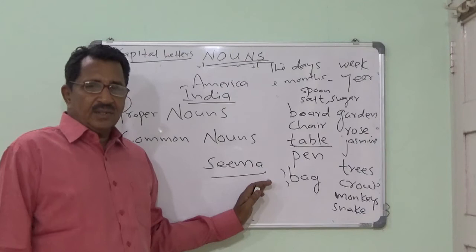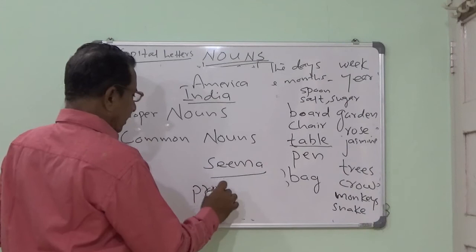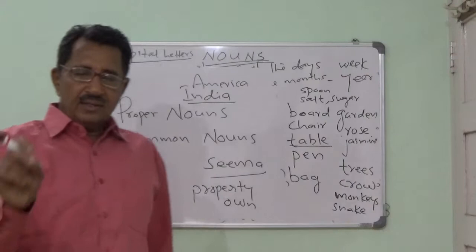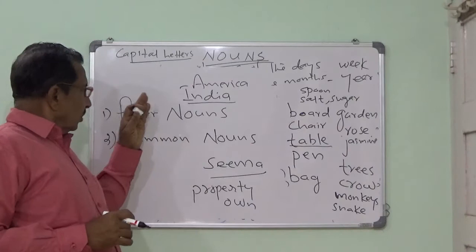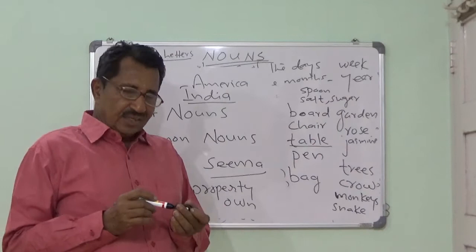So such names are called proper. Proper means, this is your property. This is your own property. It cannot be given to anybody else. Like your bag is your own. Your book is your own. You have written your name there. Nobody else can take it away from you. Like that. India, only this country can be called India. But here, board, anybody. Garden, anybody. So I hope you understand.